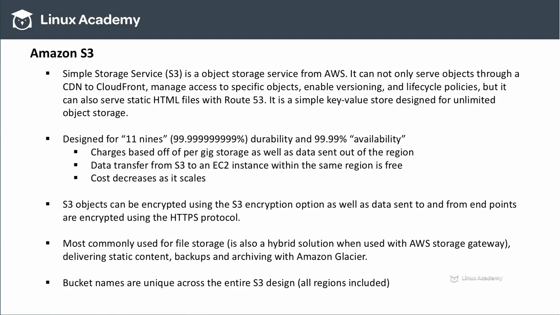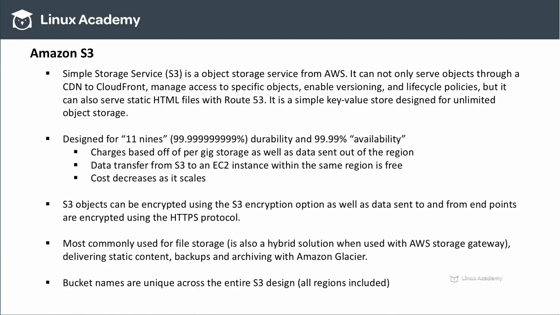S3 objects can be encrypted using the S3 encryption option, and data sent to and from endpoints using the API are encrypted using the HTTPS protocol. Most commonly used for file storage, we can also use it as a hybrid solution when used with the AWS Storage Gateway. We can deliver static content, backups, and archive our data with Amazon Glacier.